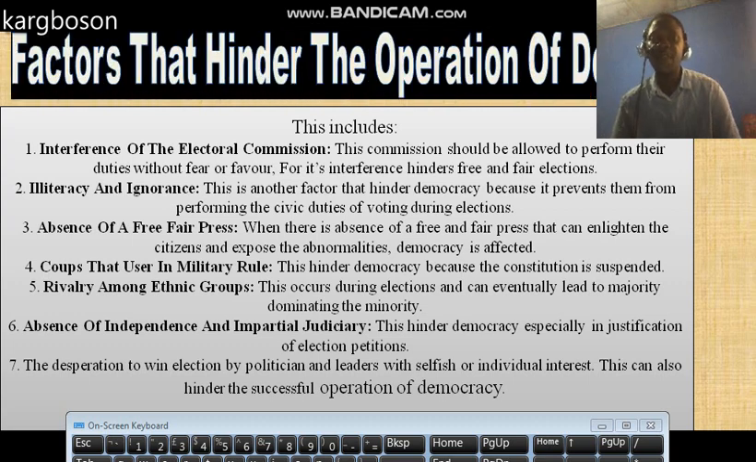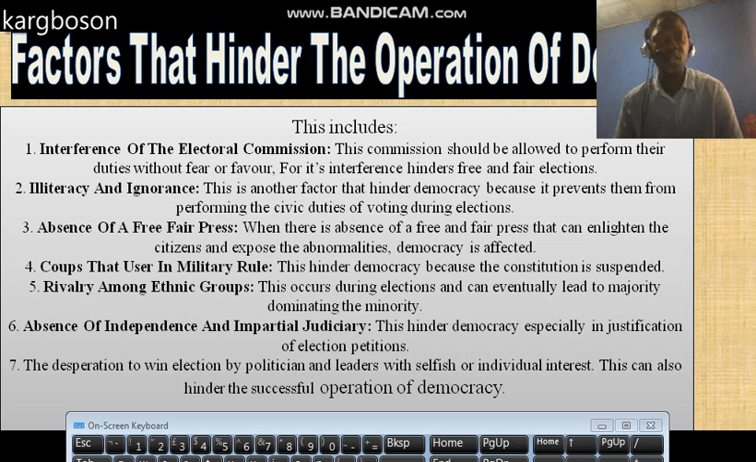So let's look at the factors that hinder the operation of democracy. One is interference with the Electoral Commission. This commission should be allowed to perform its duties without fear or favor, for interference hinders free and fair elections. So if the executive arm of government interferes with the activities or the work of the Electoral Commission, it also has the tendency to undermine the operation of democracy.